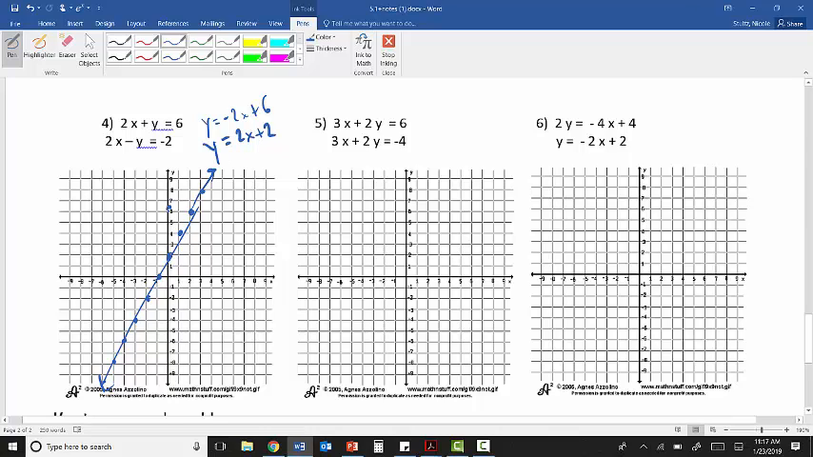And then we're going to start at 6. We're going to go down 2, right 1, down 2, right 1, down 2, right 1. And if we were to go on forever, I think we can see our two lines will crisscross. So it's right there. Even though my lines are kind of sloppy, my point is at 1, 4.